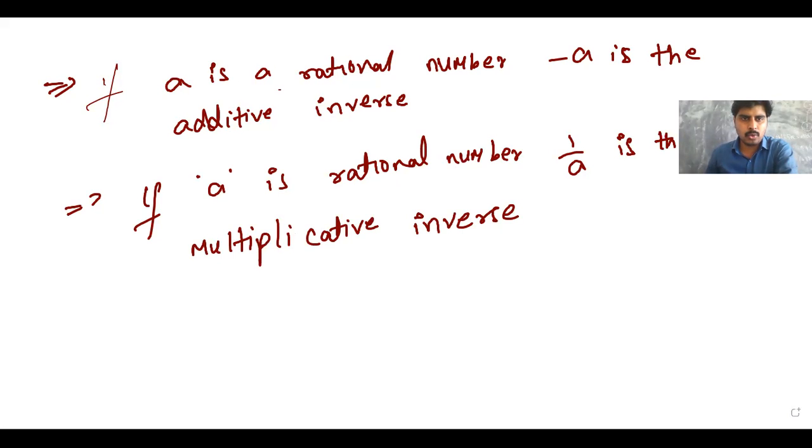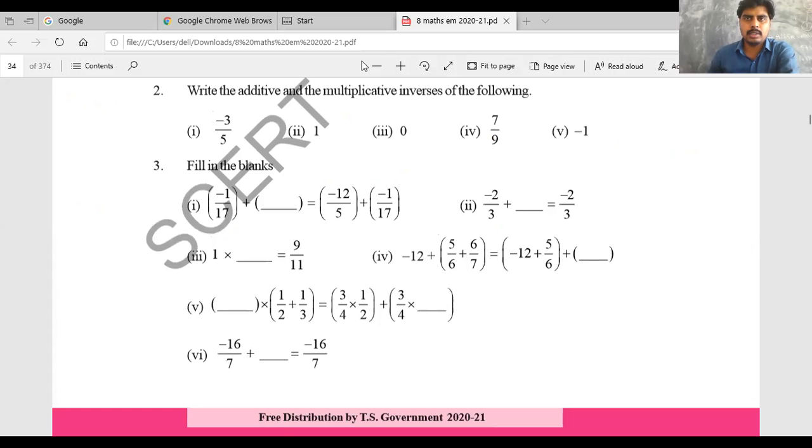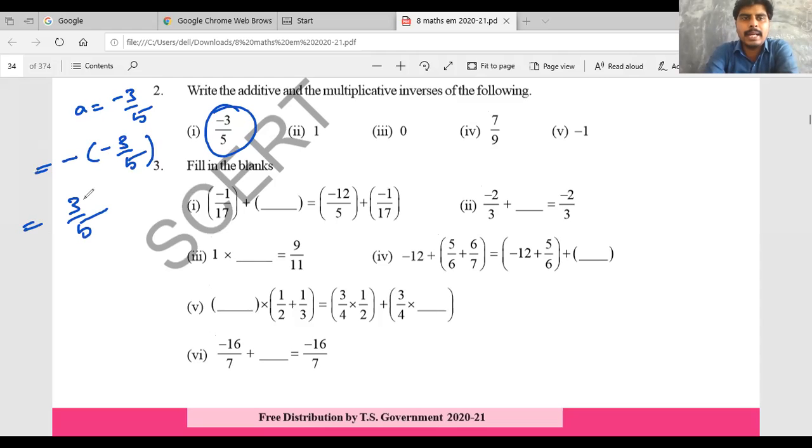coming to our question, additive inverse of minus 3 by 5. A is equal to minus 3 by 5. Then what is minus A? Minus of minus 3 by 5, right? Which is nothing but 3 by 5. So the additive inverse of minus 3 by 5 is 3 by 5. That's it.